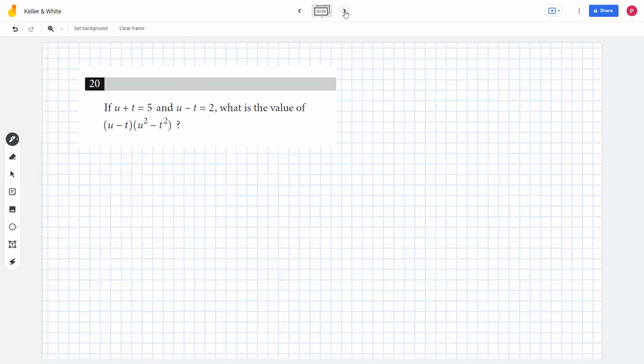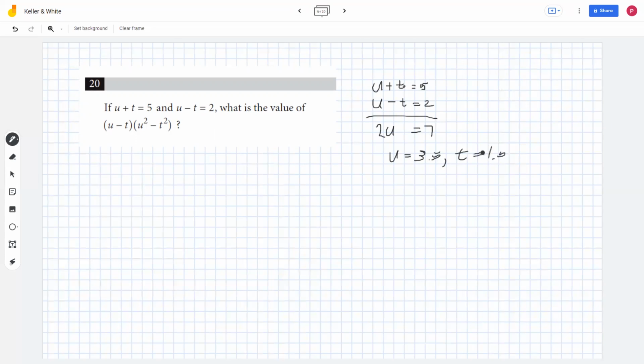Now, you could do this by solving the system u plus t equals 5 and u minus t equals 2. Get the values of u and t, and then plug them in here and calculate. And it would work, but you're going to find that it's a little bit annoying because, first of all, when you do u plus t equals 5 and u minus t equals 2, you could add them to get 2u equals 7. So u is 3.5, and then t comes out to be 1.5.